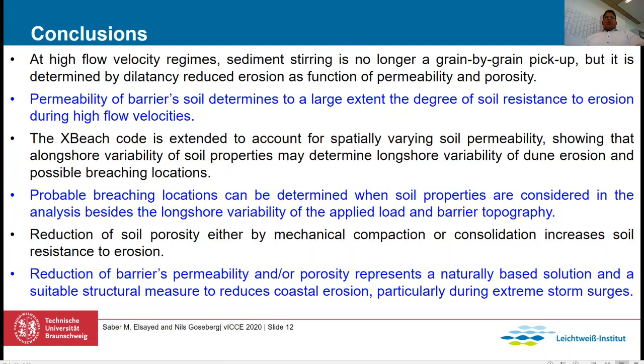Then the reduction of soil porosity, either by mechanical compaction or consolidation, increases the soil resistance to erosion, and as a recommendation based on this study, the reduction of the barrier permeability and porosity represents a nature-based solution and a suitable structural measure to reduce coastal erosion, particularly during extreme storm surge.